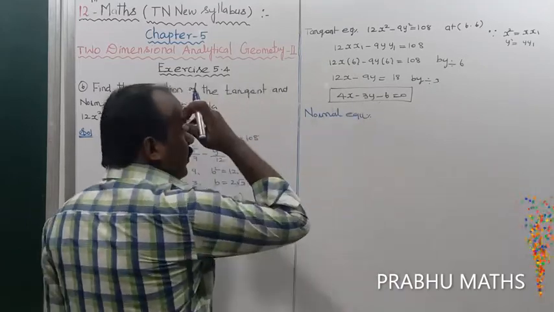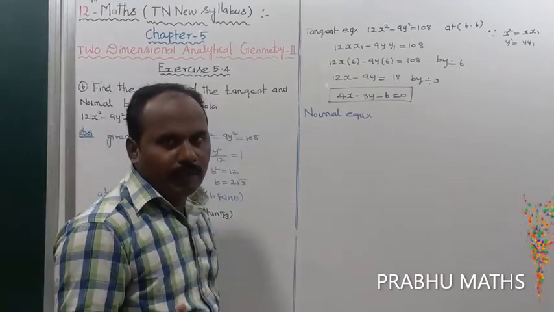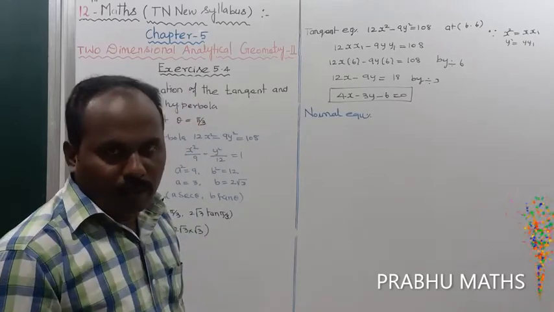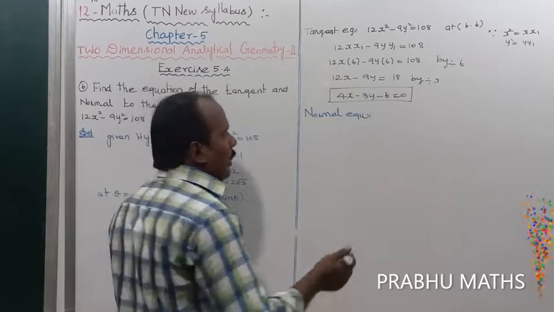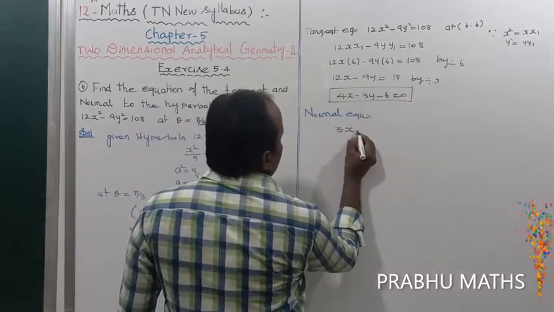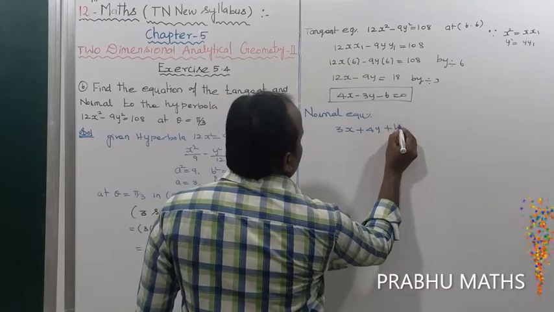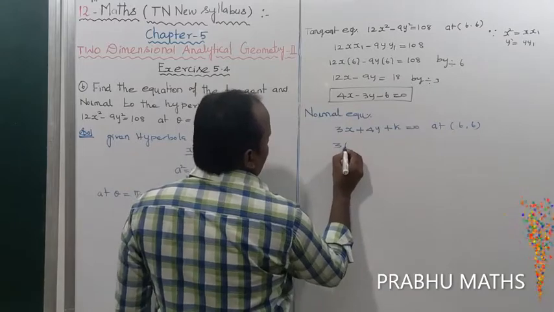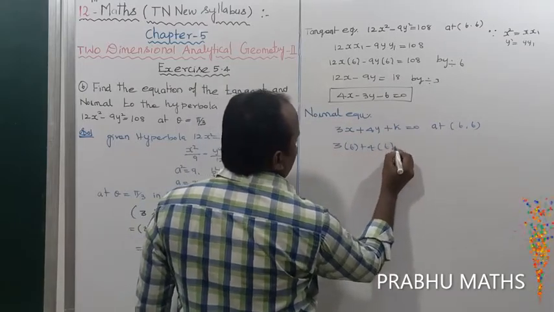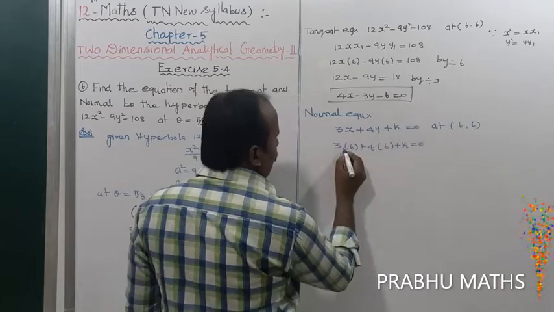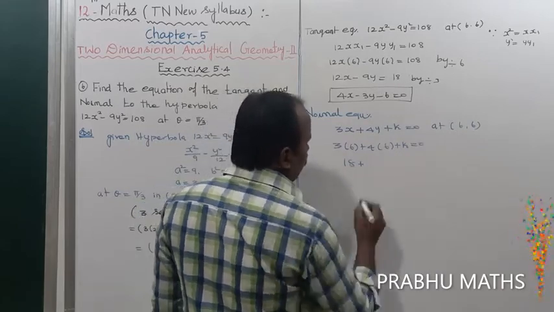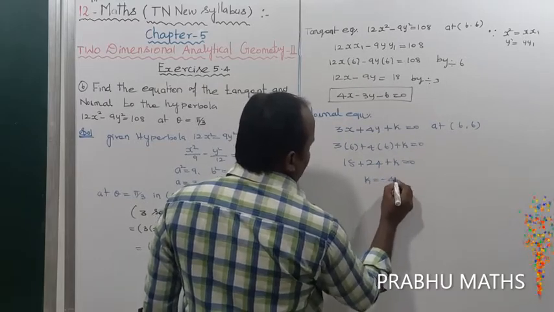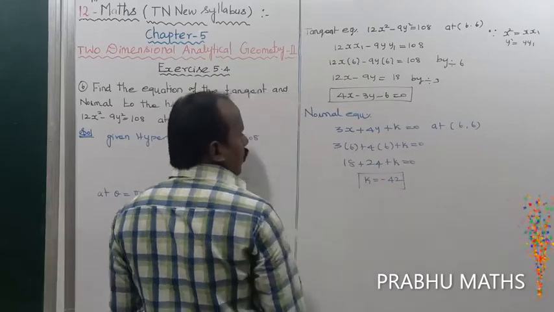To find the normal equation, the coefficient of x becomes the multiple for the y terms, and the coefficient of y becomes the multiple for the x terms, with the sign in front of y changed from minus to plus. So 3 times x plus 4 times y plus k is equal to 0 at the point 6 comma 6. So 3 into 6 plus 4 into 6 plus k equal to 0, that is 18 plus 24 plus k equal to 0. So k is equal to minus 42.